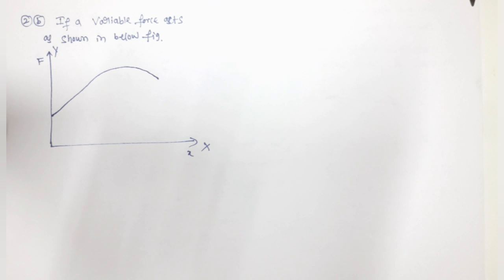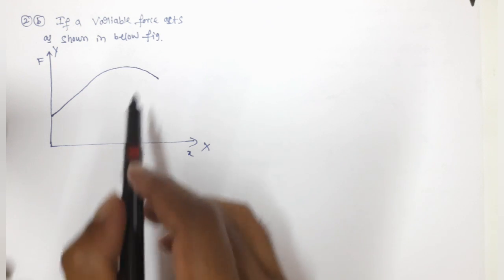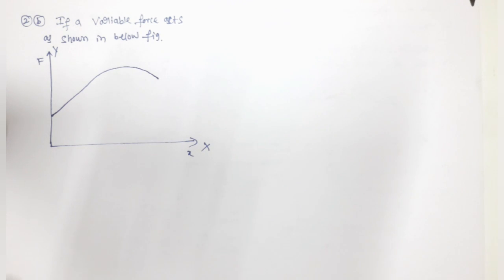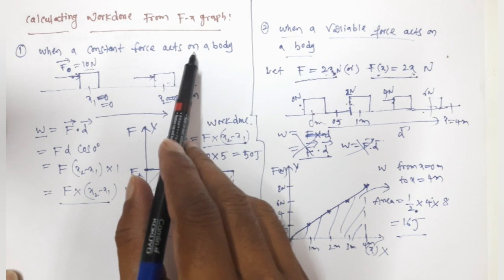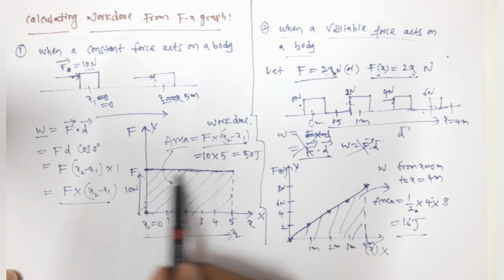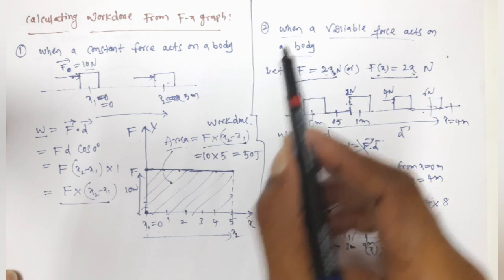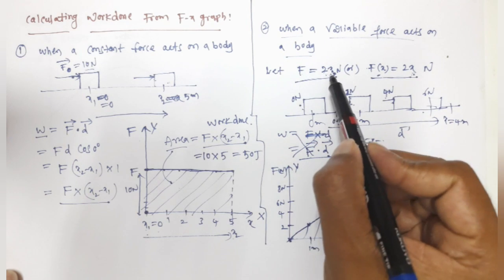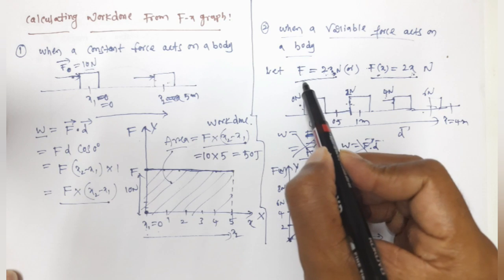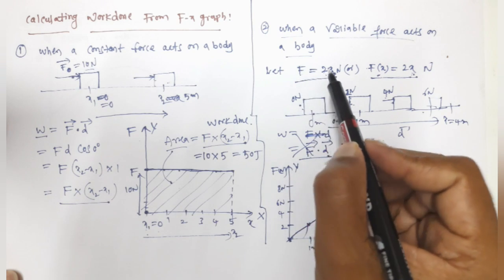Now let us see the second case. If a variable force acts as shown below. In the earlier cases, case 1 was when a constant force acts, so we get a straight line like this, and it's very easy to find the area. In the second case, a variable force acts on a body. As x varies, F also varies, right? We are taking a simple function like this: F equal to 2x, or F of x equal to 2x.